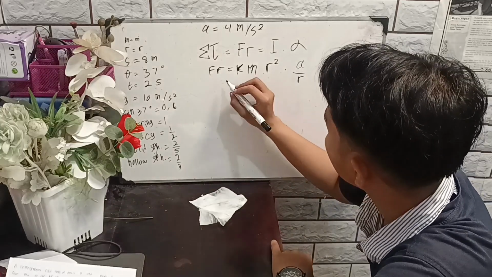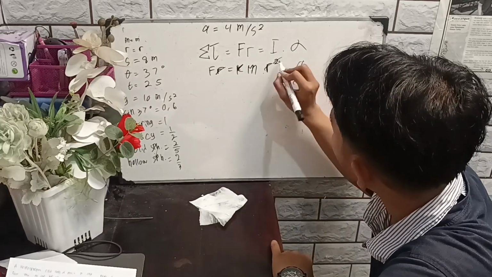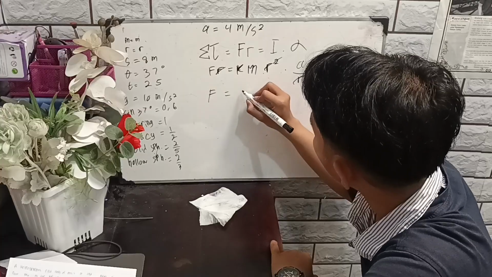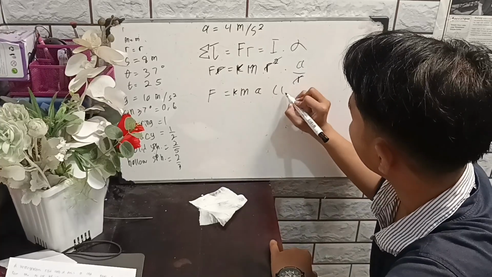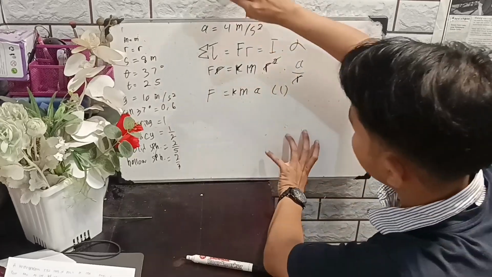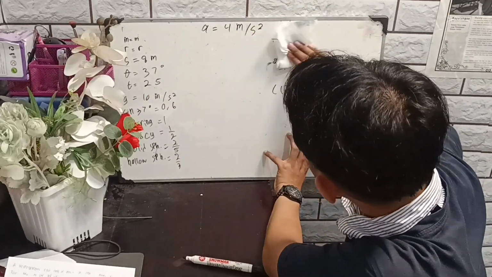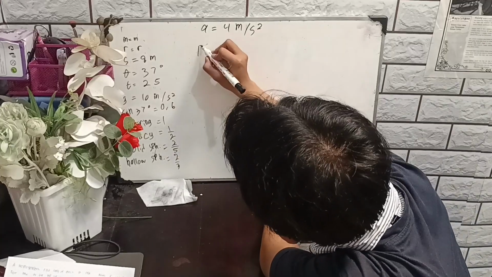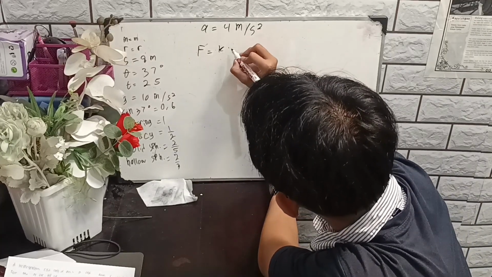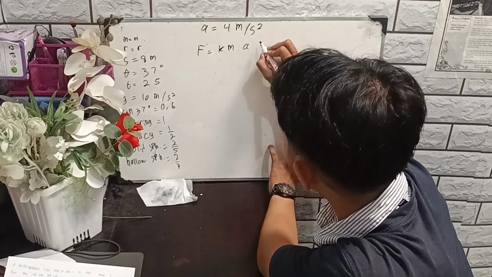So we have F R equals k m R squared times acceleration over R, and F is equal to k times m times acceleration. This is our first equation.